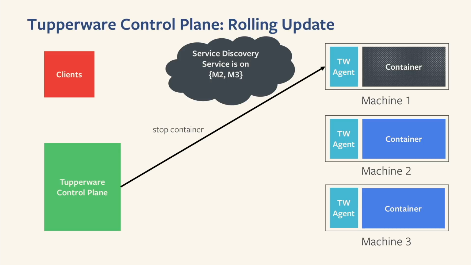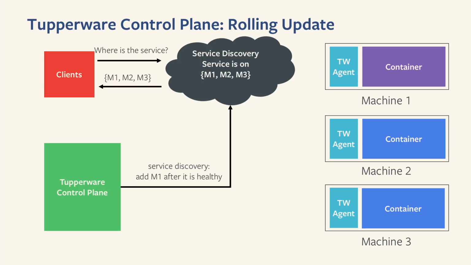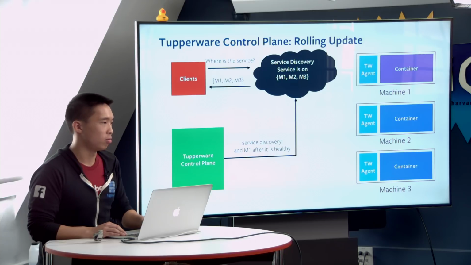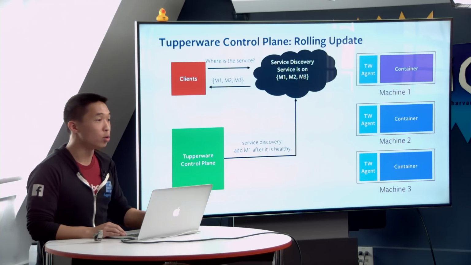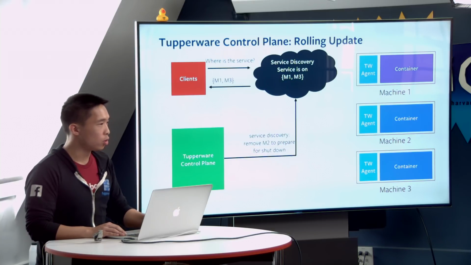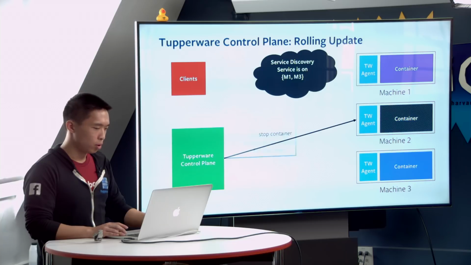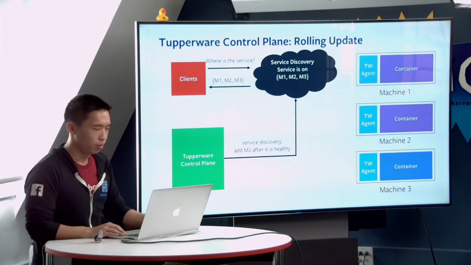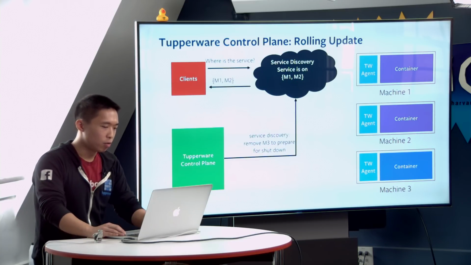Once clients stop sending traffic there, I can tear down the container on machine 1 and create a new version using the new software update. And once that's healthy, I can update the service discovery system to say, hey, clients, you can send traffic to machine 1 again. And in fact, you'll be getting the new version of the service there. And the process repeats for machine 2. We disable machine 2, stop the container, recreate the container, and then publish that information as well. And now we repeat again for machine 3.